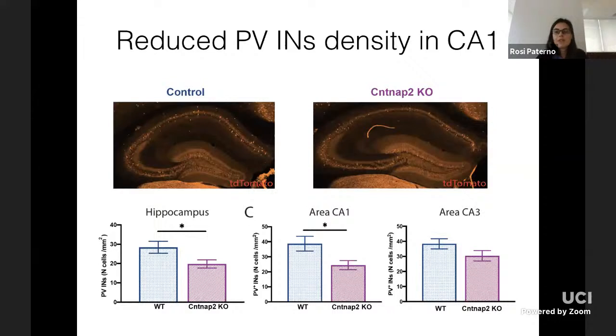To confirm if that was dependent upon parvalbumin interneurons, we used the PV-tdTomato line. And we wanted to study the density of parvalbumin interneurons in the hippocampus. So using this line, we identified that there was a decreased density of parvalbumin interneurons in the hippocampus, as has been shown in other studies in the literature. But this decrease in parvalbumin interneurons was mostly driven by area CA1 of the hippocampus.